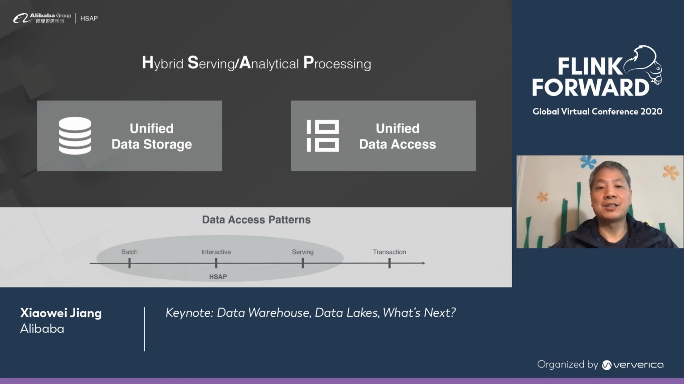This kind of new architecture is called hybrid serving analytic processing, or HSAP in short. An HSAP system provides a unified data storage for output generated by both batch jobs and streaming jobs. Once the data is inside the HSAP system, it should be able to provide all kinds of different data access to our downstream applications. On the bottom of this slide, I did a simple classification of various data access patterns.